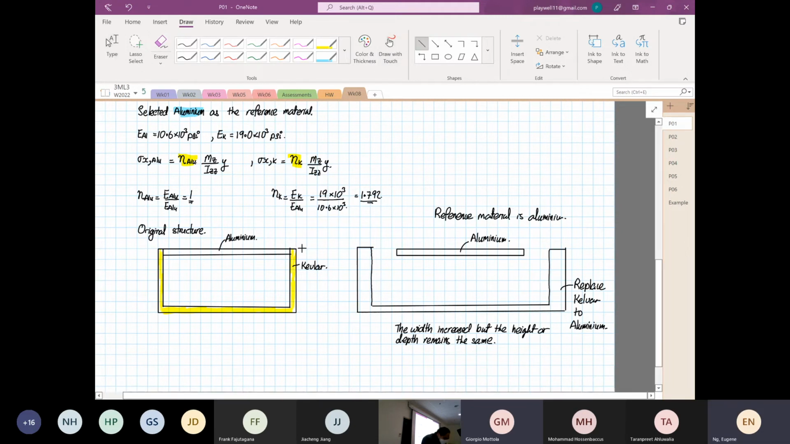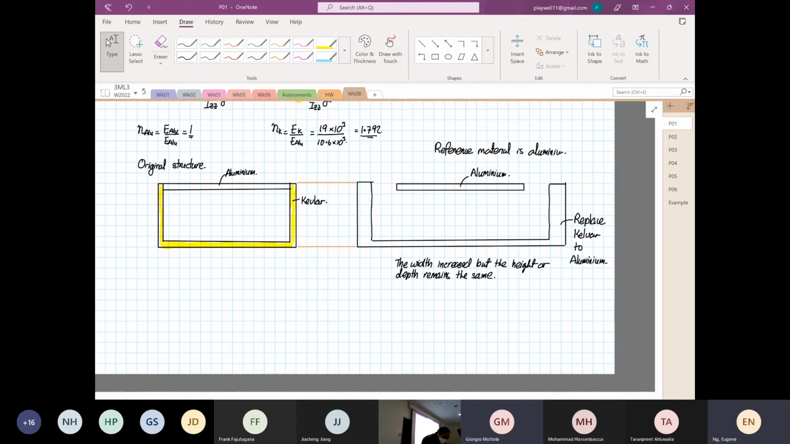So the height of the original structure, which I'm drawing orange now, relative to the reference is aluminum. Okay, so the left and right figure, the heights are the same. Are we clear? The only thing that changed is the what? The width. And the reason why is very simple. It's a mathematical change. Why only the width and not the depth?